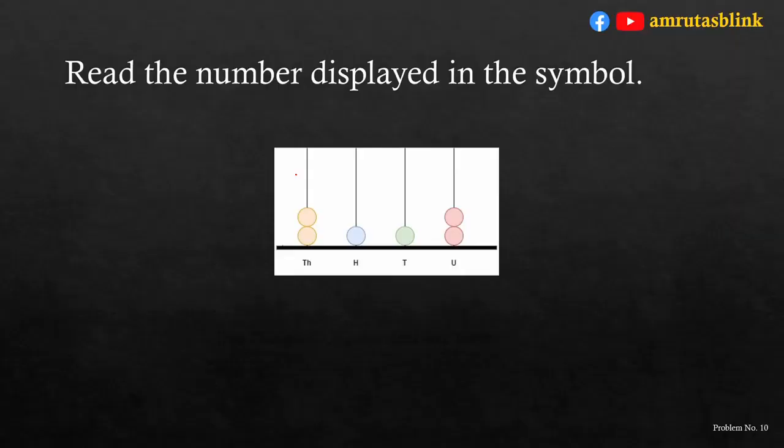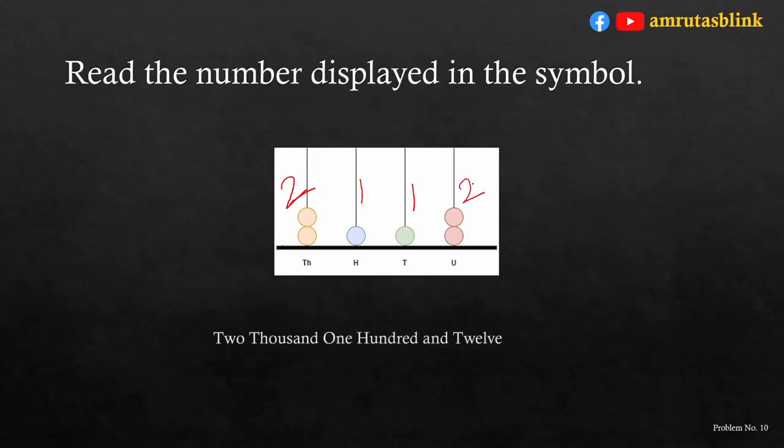Now you need to observe how many balls are there at a particular place. On thousands place there are 2 balls. At hundreds place there is only 1 ball. At tens place there is 1, and at units place there are 2 balls. So the required number is 2112. We'll move to next problem.